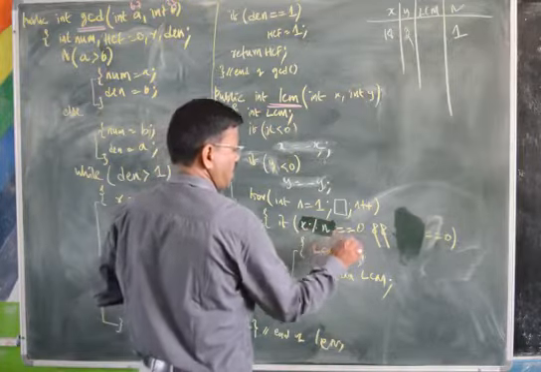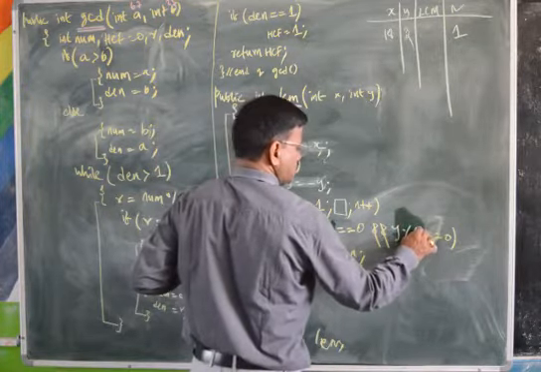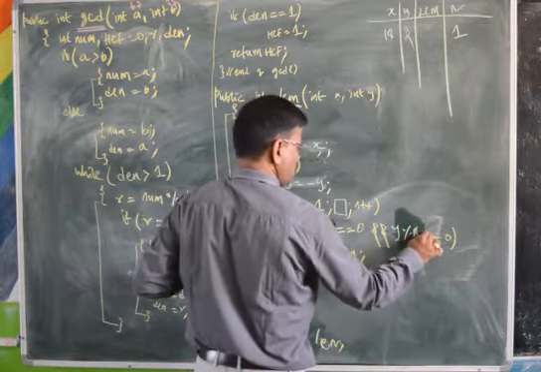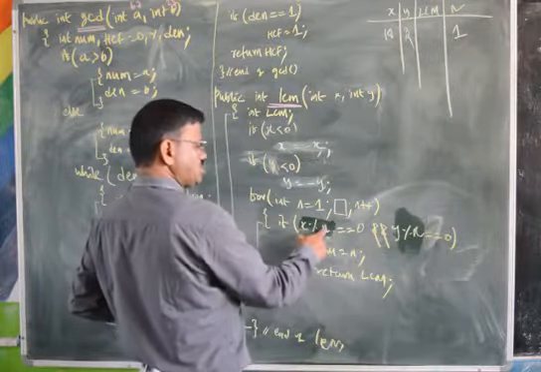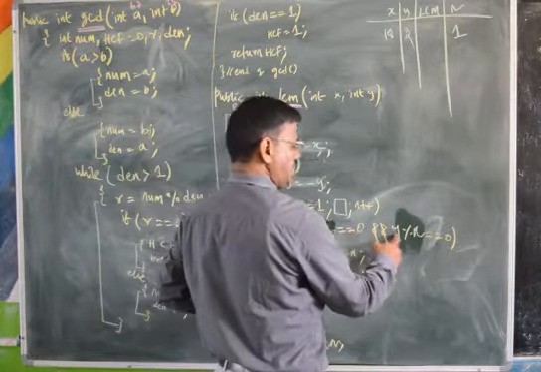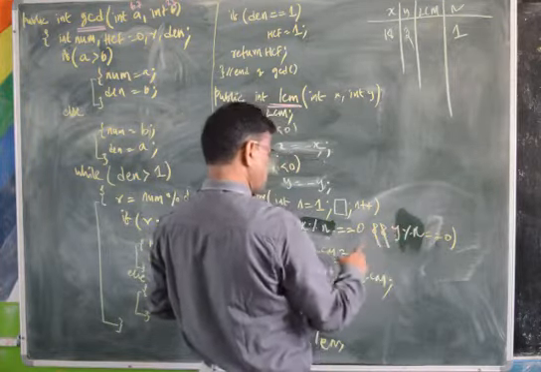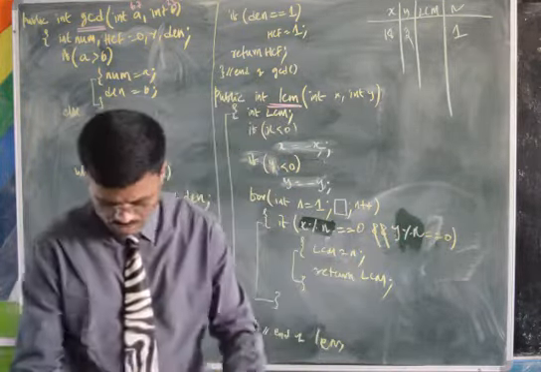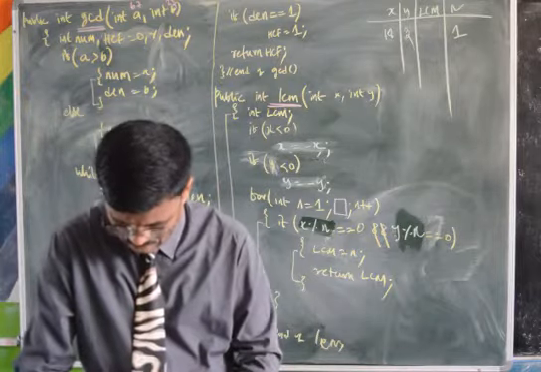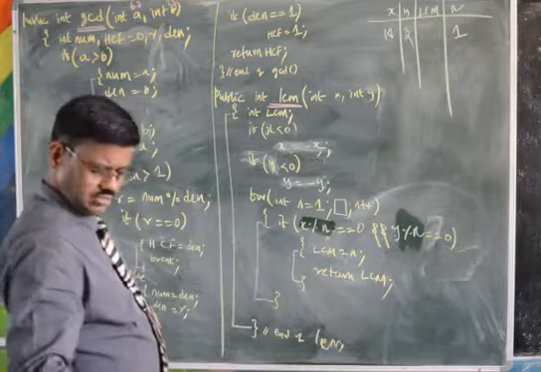x mod n and y mod n. 18 is divisible by 1 and 3 is divisible by 1. If they are, it becomes what? Your LCM becomes 1. No. I repeat again.